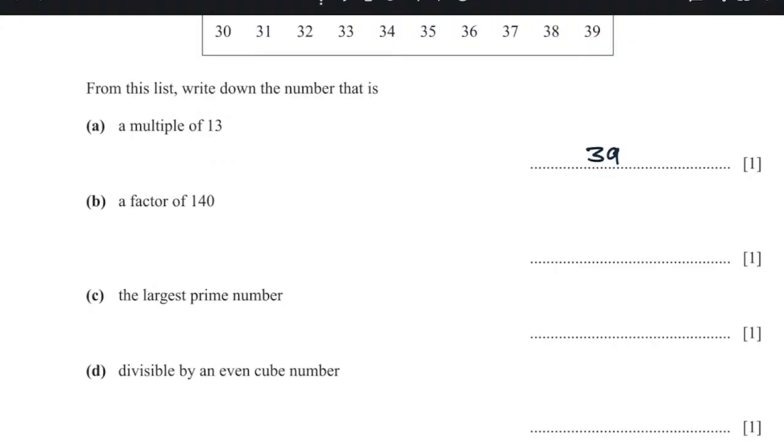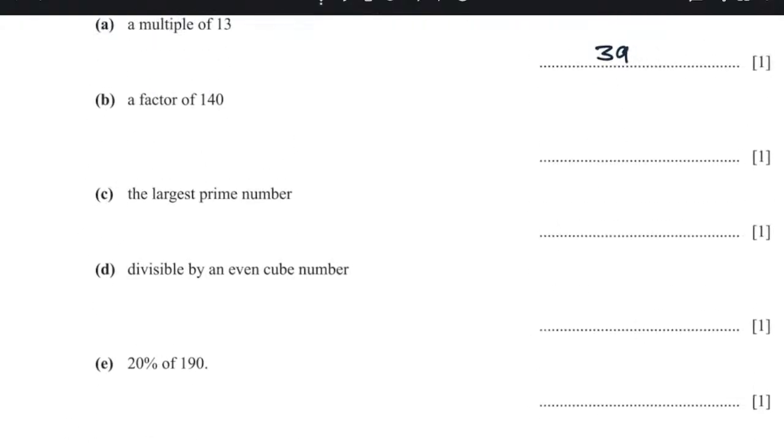What did you get as your answer? 35. 35 is the one that can go without leaving a remainder. Okay, good. Well done. So that's good.